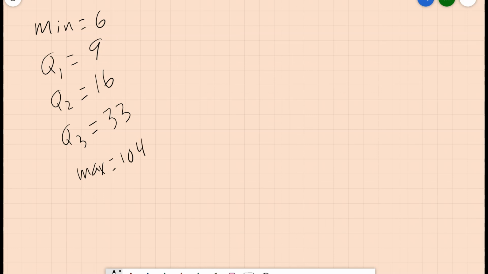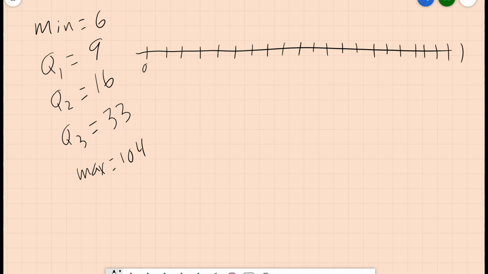So I'm going to make a number line, and maybe I should count by 5s. 0, 5, 10, 15, 20, 25, 30, 35, 40, 45, 50, 55, 60, 65, 70, 80, 85, 90, 95, 100, 105. 10, 20, 30, 50, 60, 70, 80, 90, 100.